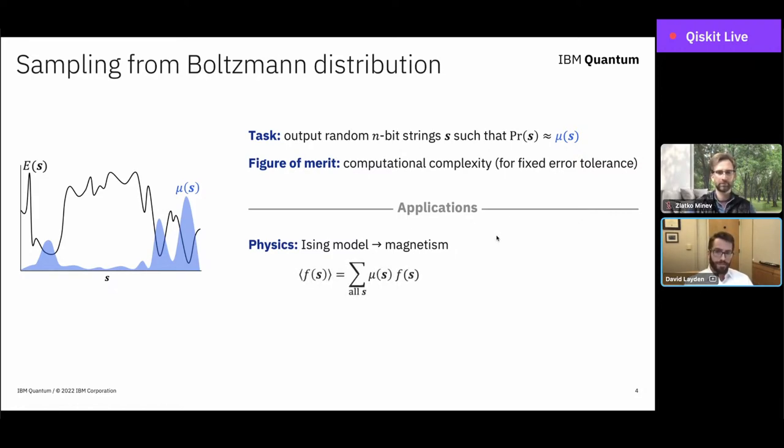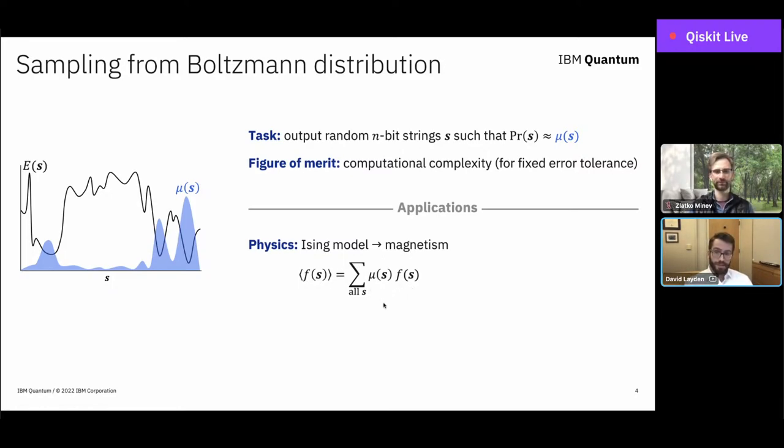Now, where the sampling comes in is if you wanted to compute thermal averages of quantities F that could be physical observables, like the magnetization, or they could be, for instance, correlations between different spins. In principle, the thermal average, if you write out the expectation value, involves a sum over exponentially many terms, where each term also depends on this partition function, which is also exponentially hard to find in general.